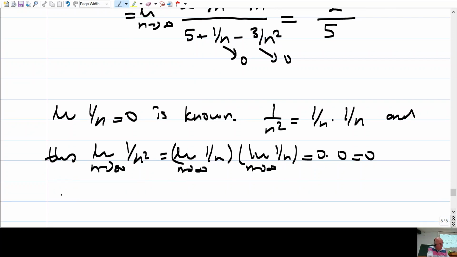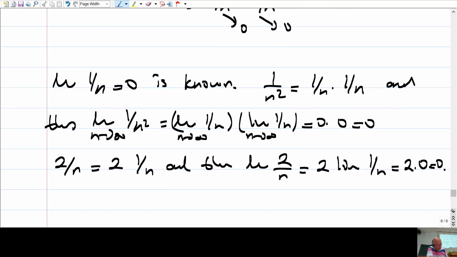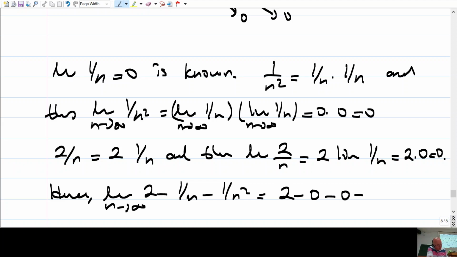And 2 over n is just 2 times 1 over n, and thus the limit of 2 over n is just 2 times the limit of 1 over n. So this is just 2 times 0, which is 0. Hence, the limit of 2 minus 1 over n minus 1 over n squared is just 2 minus 0 minus 0, which is 2.